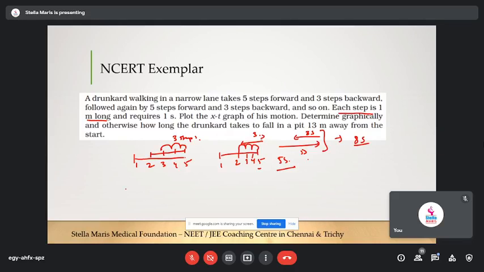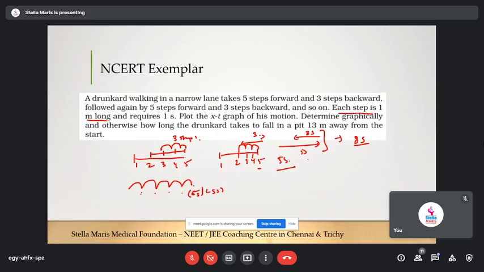In the first 5 seconds he goes, let's say, one step forward, another step forward, and another, and another, and another. This is the fifth step. So this is one step, second step, third step, fourth step, fifth step. It takes 5 seconds, and he has moved 5 steps forward.